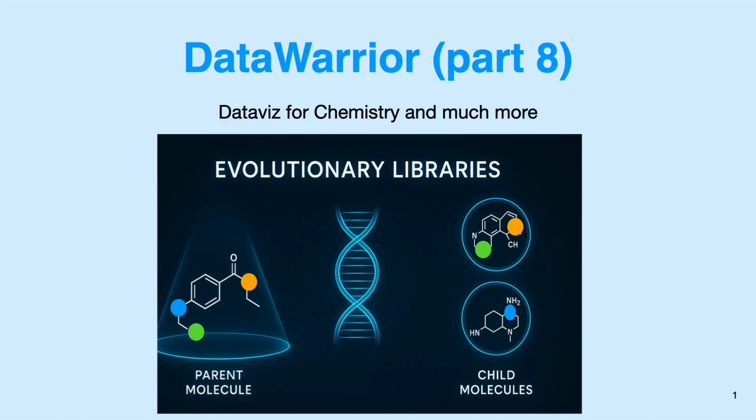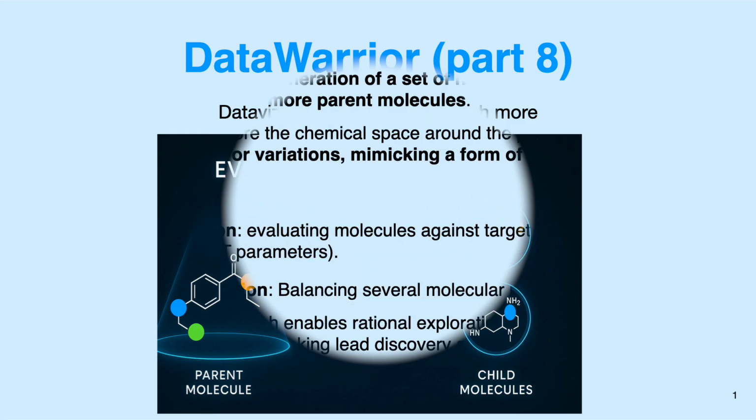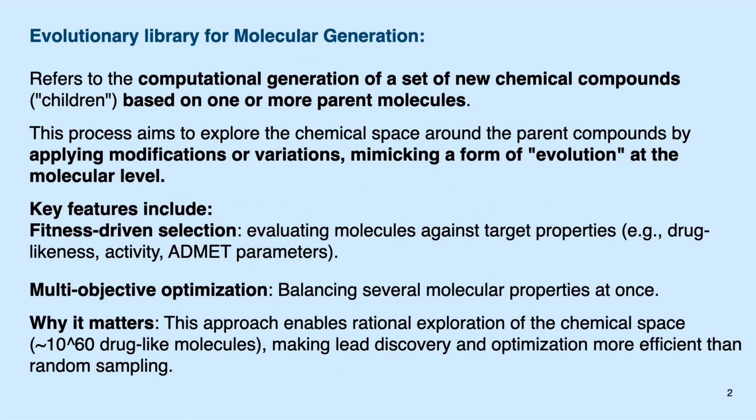Hi everyone, in this episode, we'll explore evolutionary libraries in chemistry, a powerful way to generate and optimize new molecules using DataWarrior. An evolutionary library is a way to generate new chemical compounds starting from one or more parent molecules. The idea is to mimic evolution at the molecular level, introducing modifications to explore the chemical space around those parents. In this process, molecules are evaluated through fitness-driven selection, for example, drug likeness, activity, or other profiles.